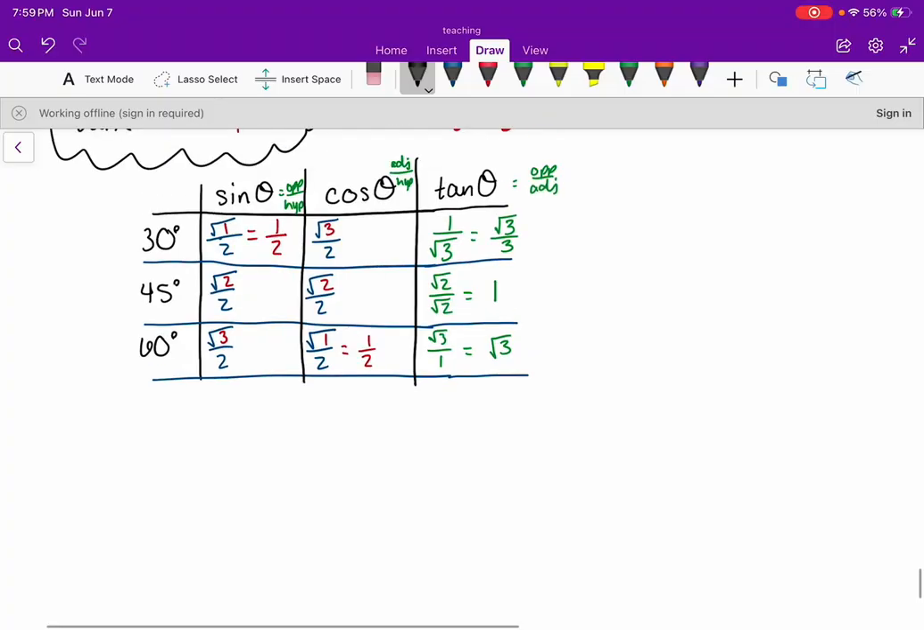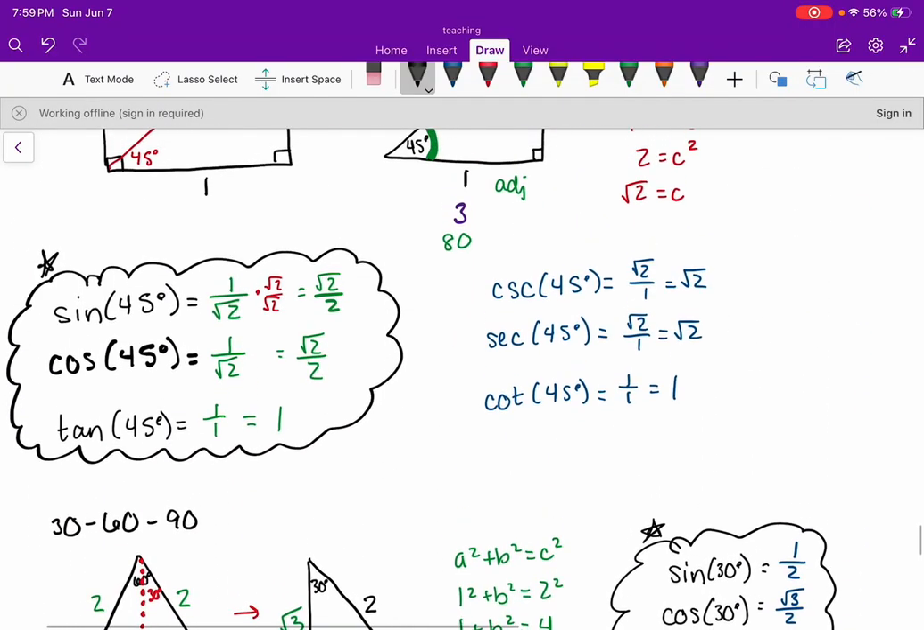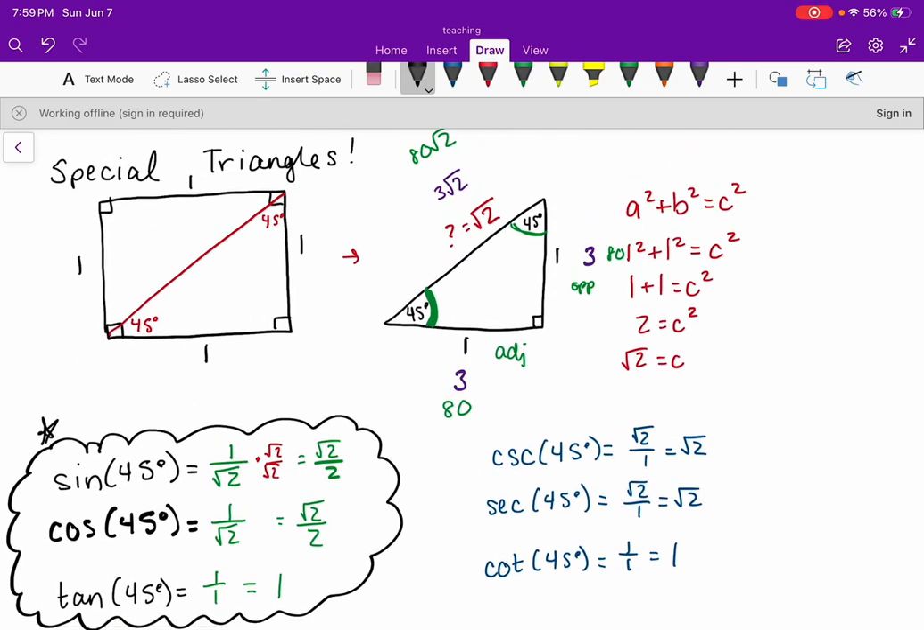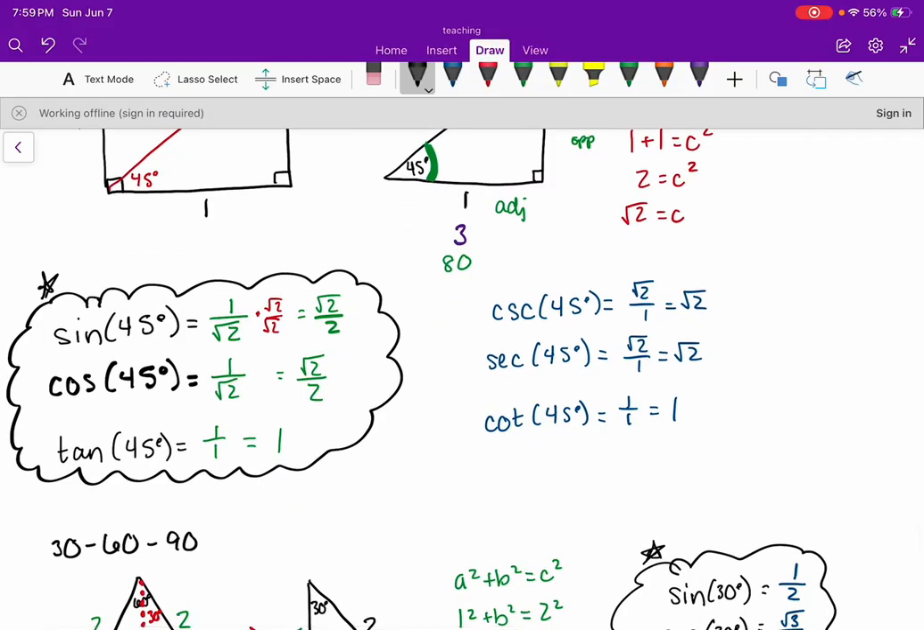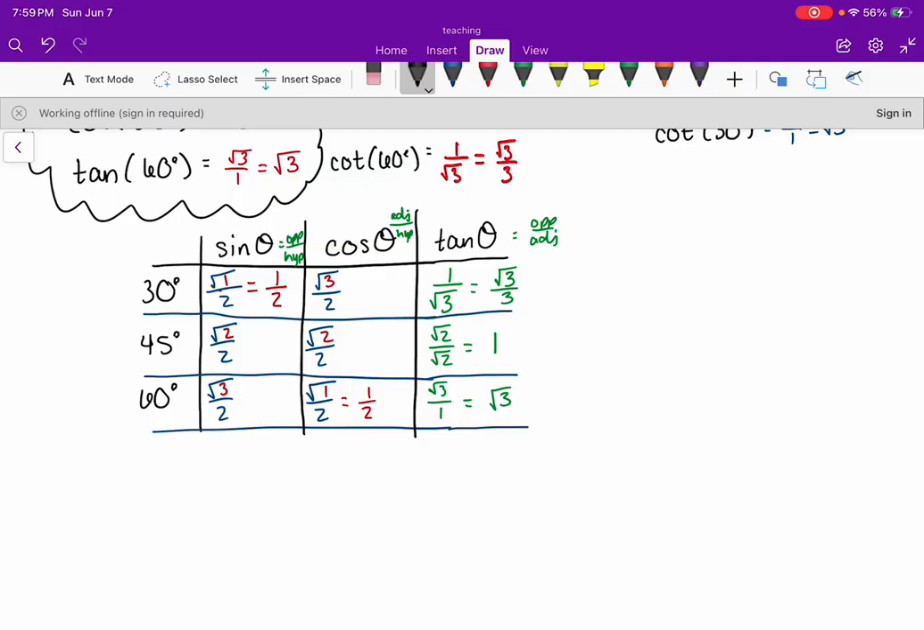Now again, the table is just a way to memorize everything that I've done in the last 20 minutes probably. Just the whole special triangles section. So instead of maybe having to memorize the triangles themselves and all of that, I'm just giving you the table to help you memorize it. It's up to you what you like. But I had to show you the triangles to just show you where it all comes from.